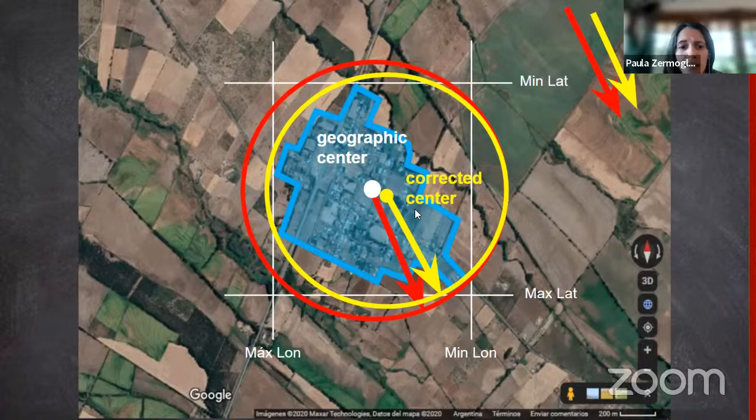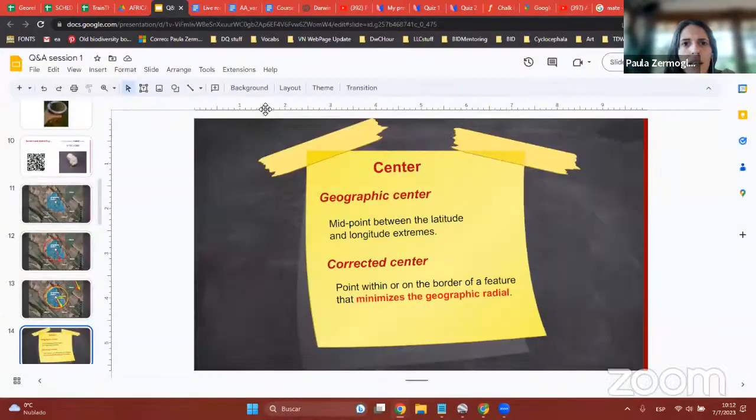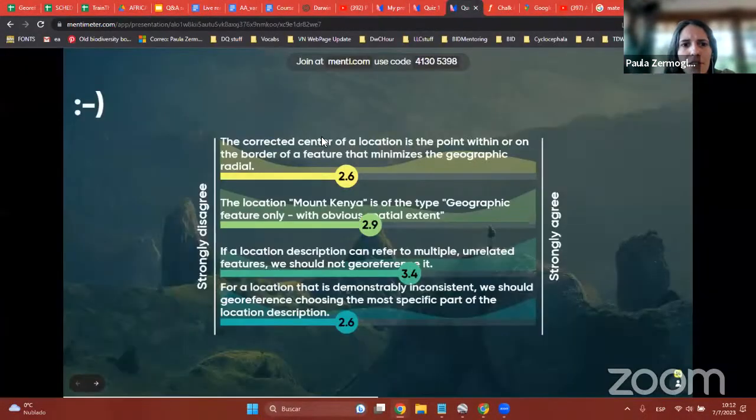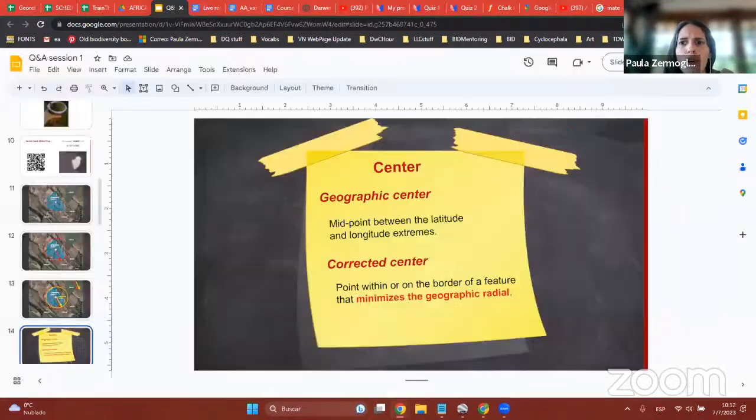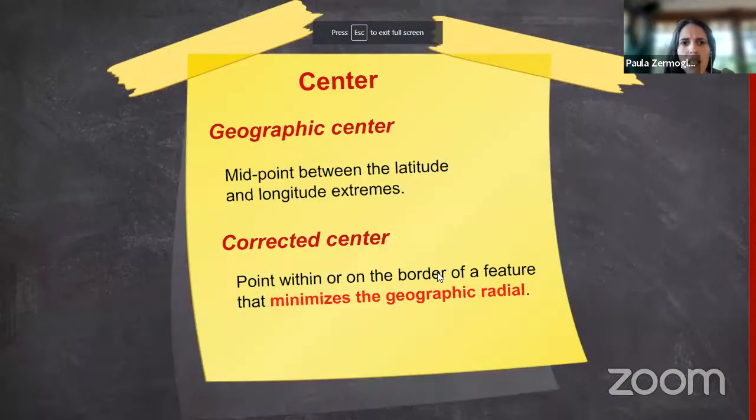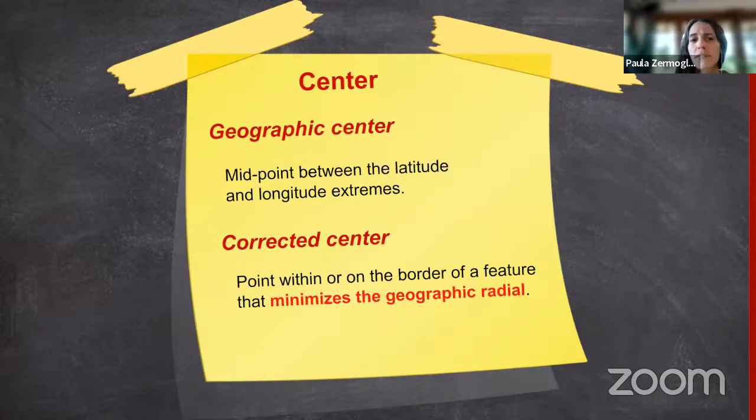So the corrected center, I'm going to go back to our quiz here. The corrected center is the point that is either on the border or inside the feature that minimizes the geographic radius. So if we go back to some definitions, the geographic center is the midpoint between the latitude and longitude extremes, and the corrected center is the point that minimizes the geographic radius.